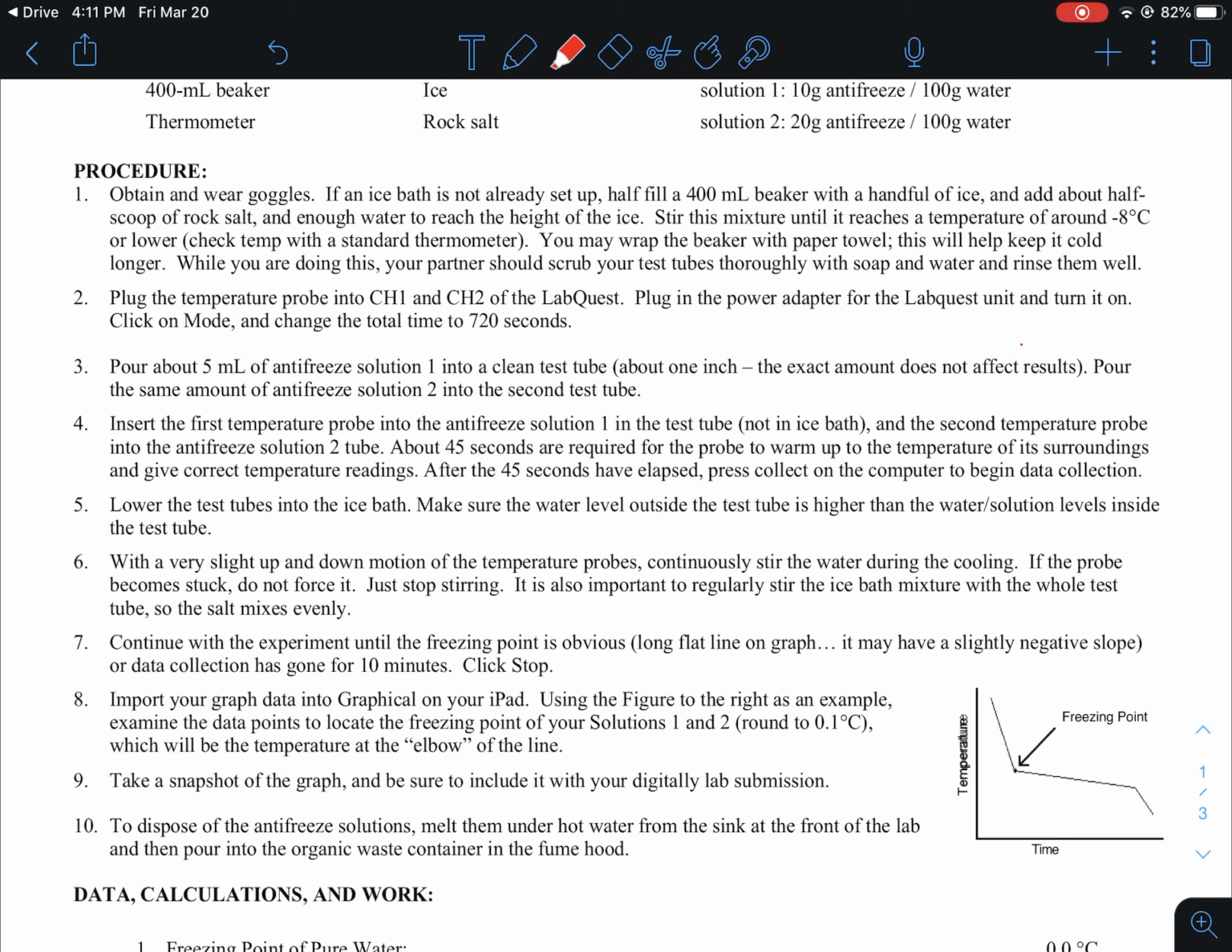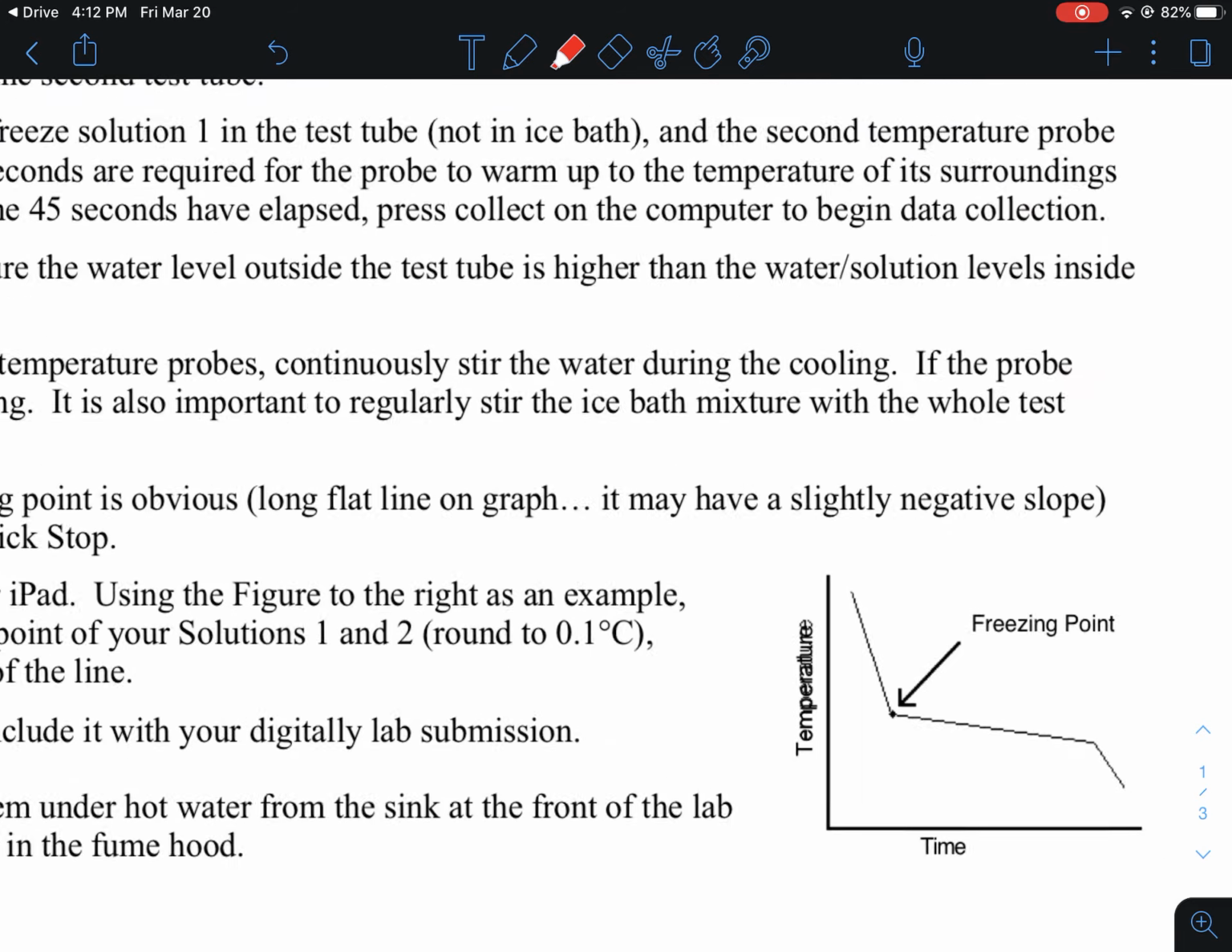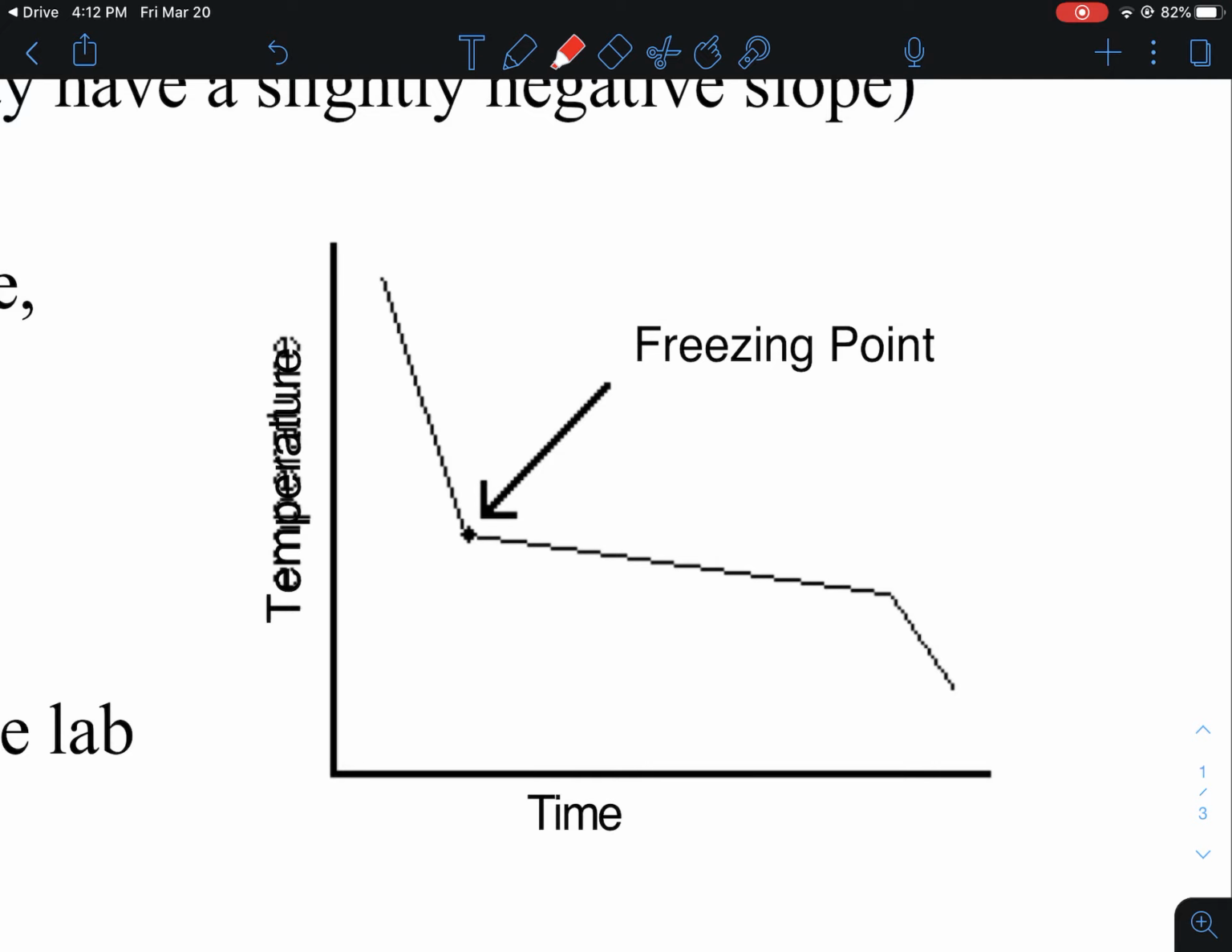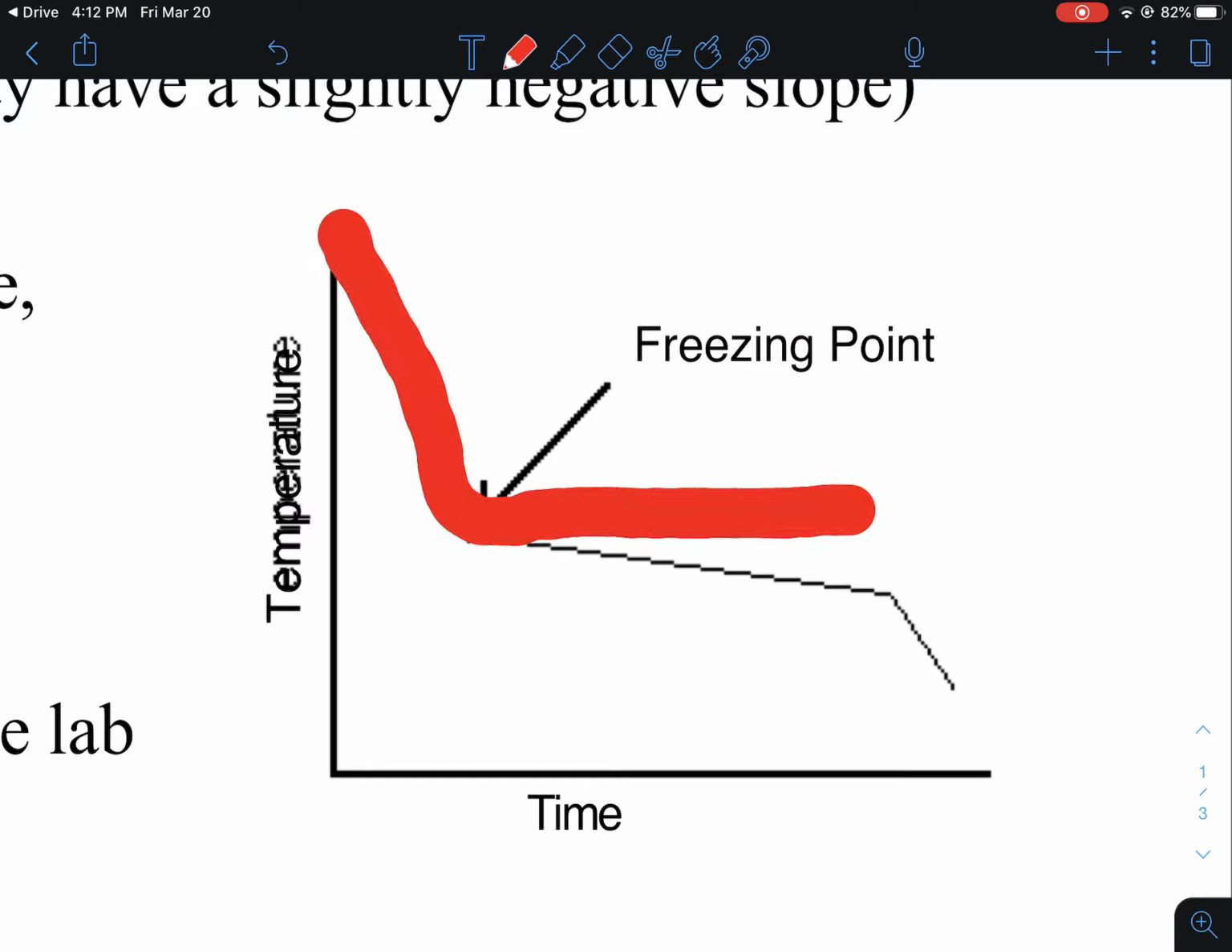Basically, you would stick those 2 test tubes into the ice salt water bath, and you would gently stir them. You would gently jostle the temperature probes, and you would track the temperatures of the solutions while they were freezing. Generally, you would see a curve that looked like this. As time goes on, you would see that the temperature, unlike before, when it was pure water, it stayed level, and then it dropped off when it was all frozen.